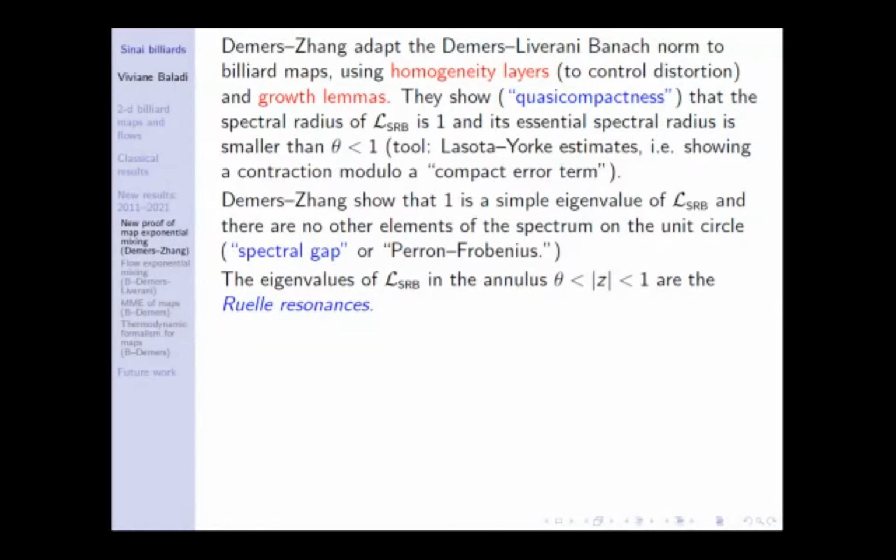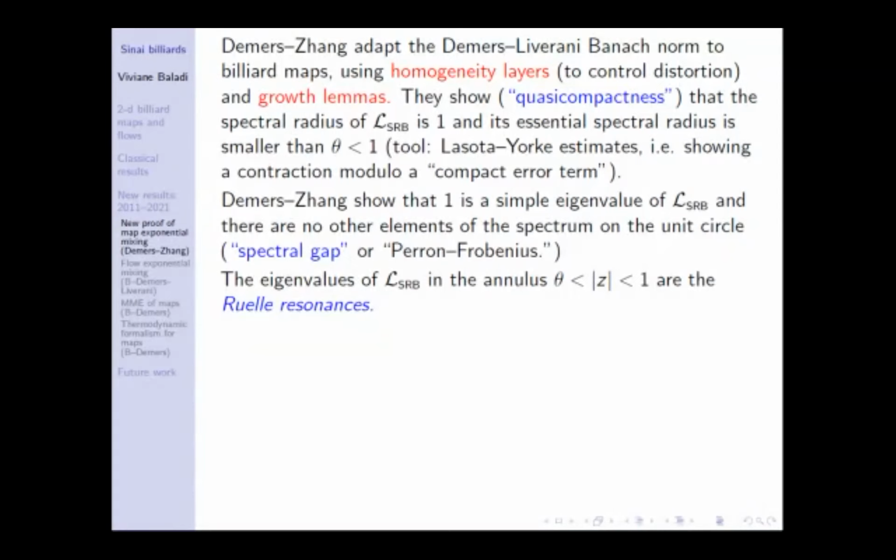So the trick to avoid this difficulty is to partition the space in countably many pieces close to the boundaries using homogeneity layers. But let me repeat, this is not something that you use to define a symbolic dynamics. It's something that you use to define the norm. Okay, so to define the norm, you will use these homogeneity layers.